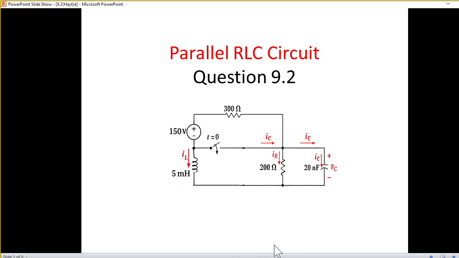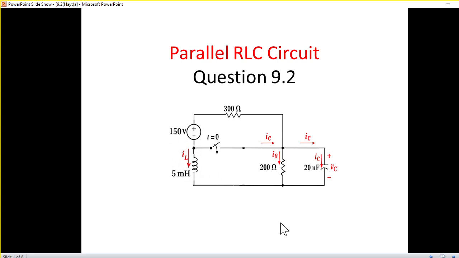Bismillahirrahmanirrahim. This video will be solving question number 9.2 from Mr. Hyatt's book, and this is related to parallel RLC circuit. And there's a request from a student to solve this.